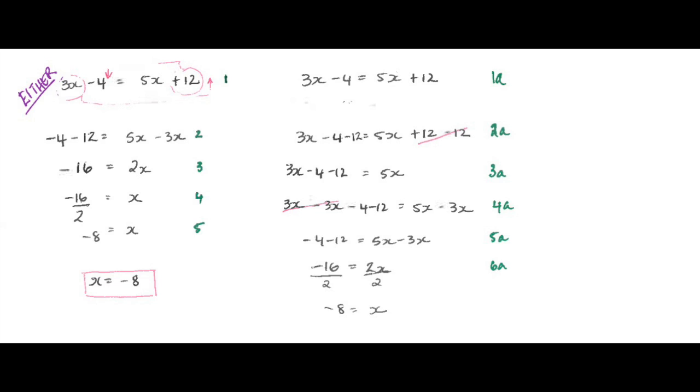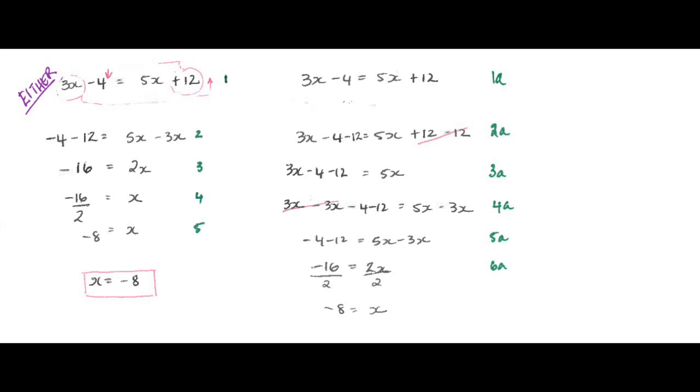When I do that, the 3x becomes negative and the 12 becomes negative as well because they were both positive. So I'm going to end up with negative 4 minus 12 is equal to 5x minus 3x, and that's what you have in line 2. Simplifying, I'll get negative 16 is equal to 2x, as you see in line 3. Then, to solve for x, negative 16 over 2 is equal to x, because I'm going to divide both sides by 2. That's what you have in line 4. And then x is going to be equal to negative 8.